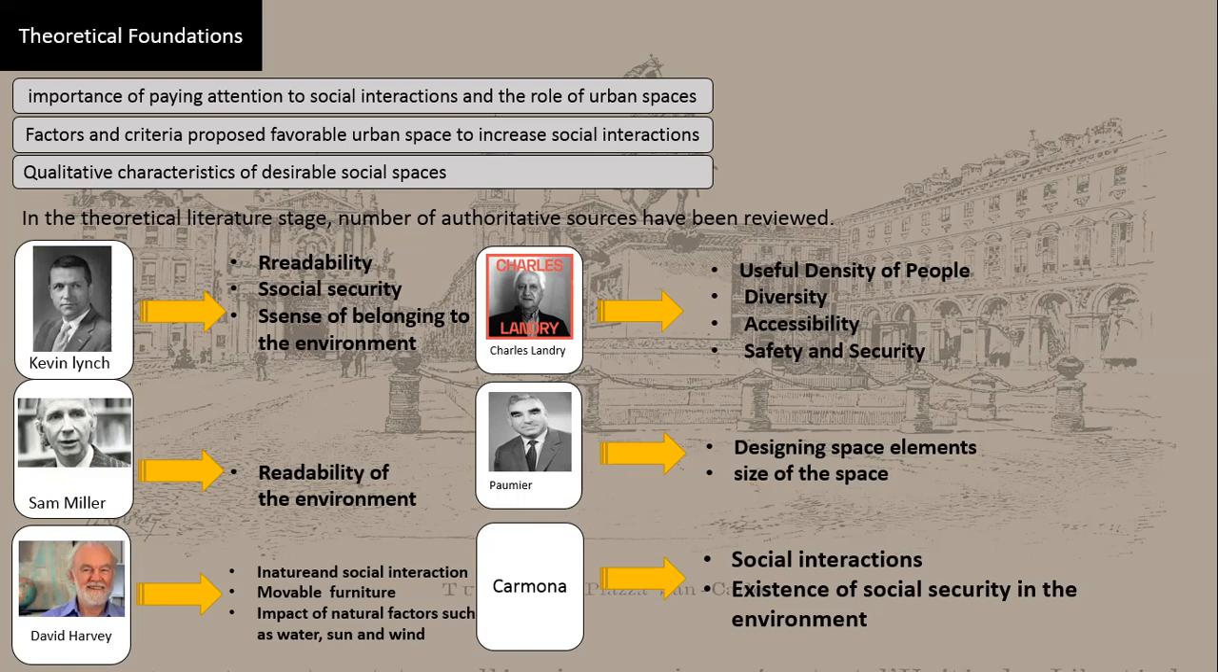In the next part, we introduce the factors describing urban space from the point of view of famous urban planners. Some theorists, such as Kevin Lynch, Sam Miller, and David Harvey, introduce specific definitions and parameters for the vitality of urban space, which we briefly mentioned. Subjects such as natural factors, readability, design of elements, and a few others are the conditions that these authorities introduce for an urban space.